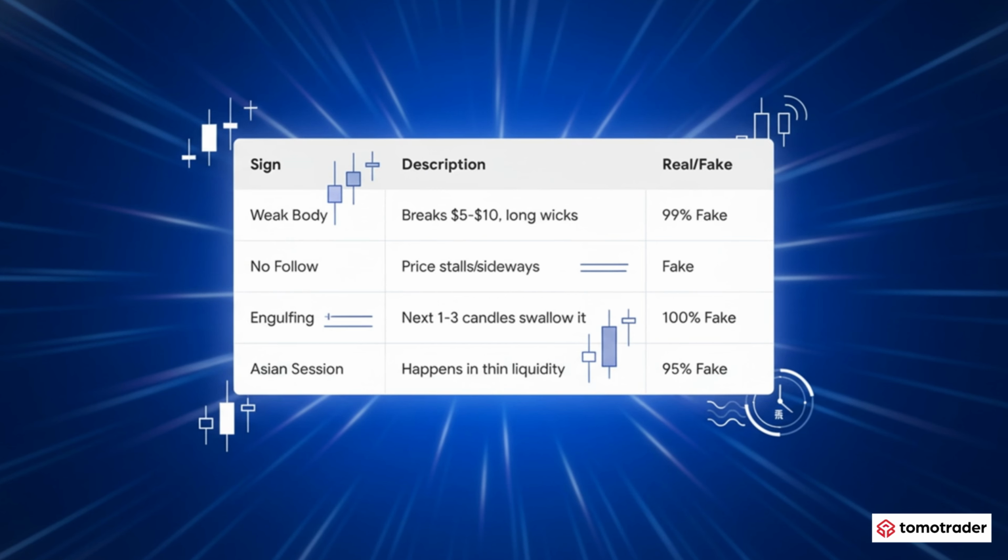Second, there's just no follow-through. The price just stalls out. Third, you get an instant reverse engulfing candle that wipes out the breakout within 1 to 3 candles. And fourth, and this is absolutely critical, it happens during the Asian session. Market makers love using this low volume period to induce FOMO, trigger buy stops, liquidate traders, and then send the price flying the other way.